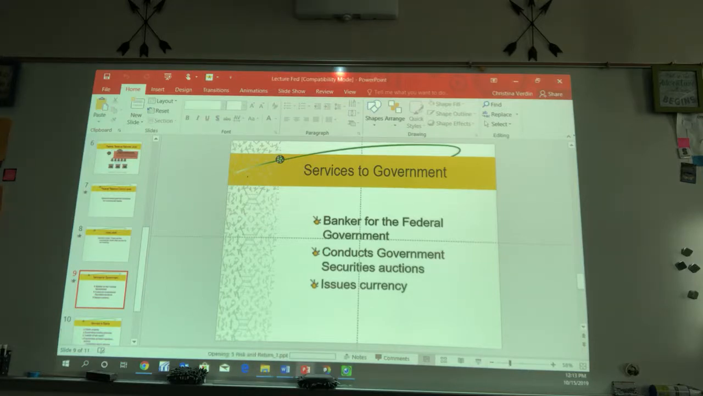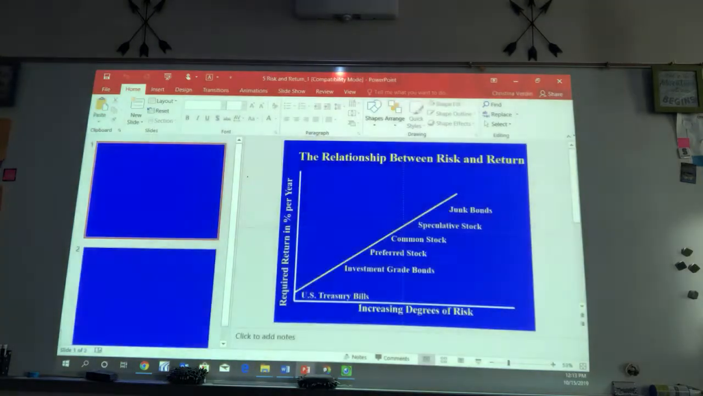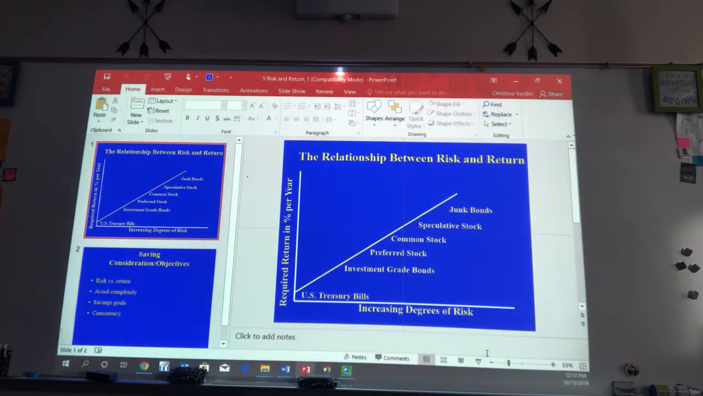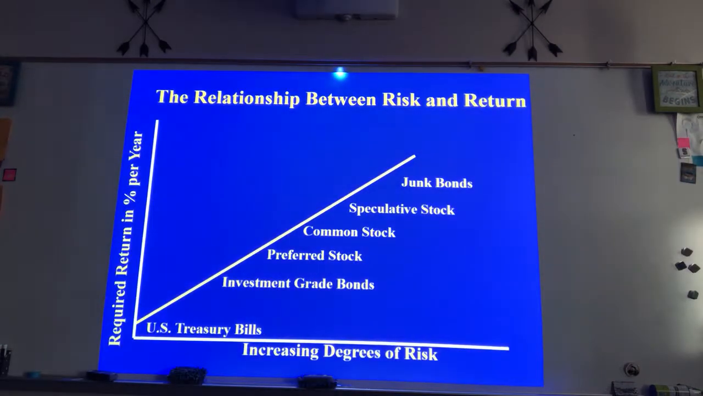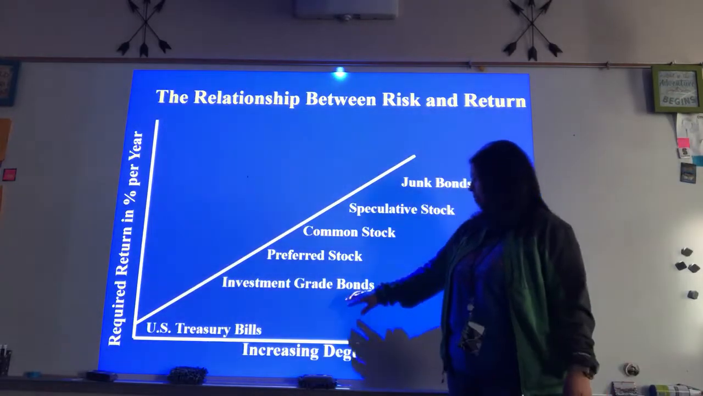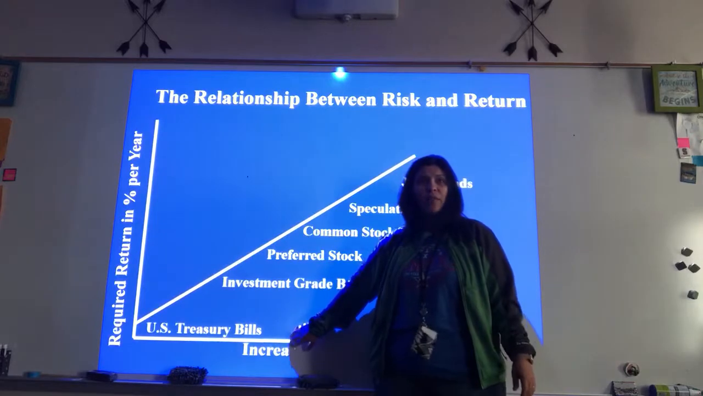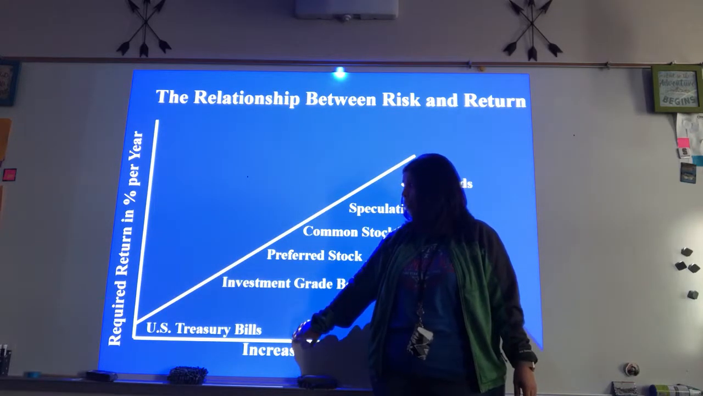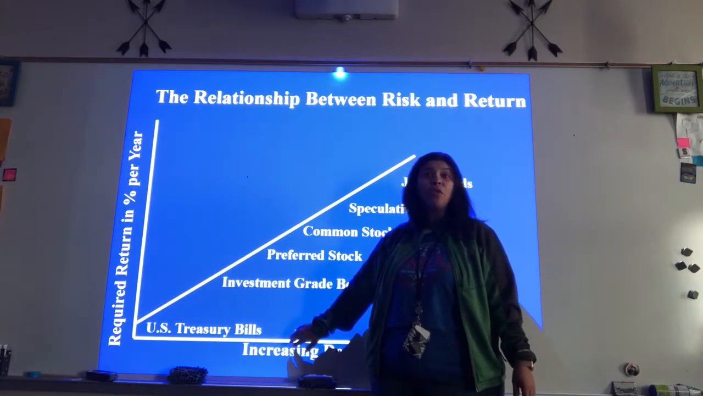Risk and return. Okay, so what I'm talking about here is government treasury bills, securities, and bonds. They are the lowest interest rate you'll get, but they're the most secure.